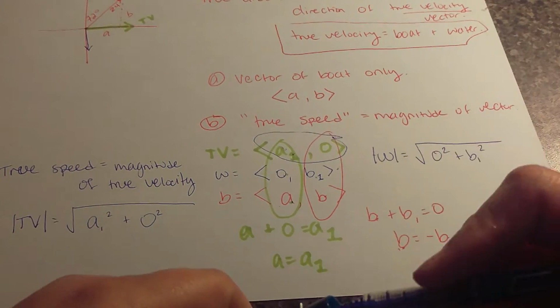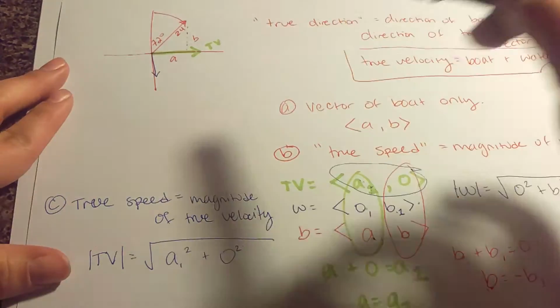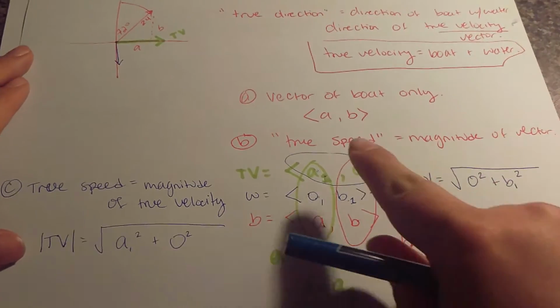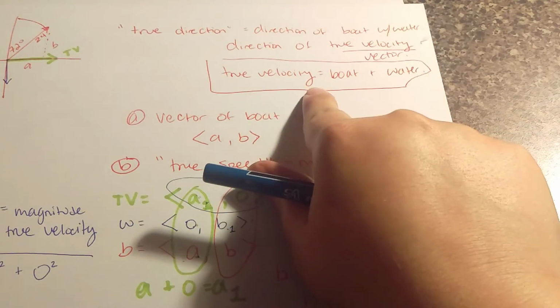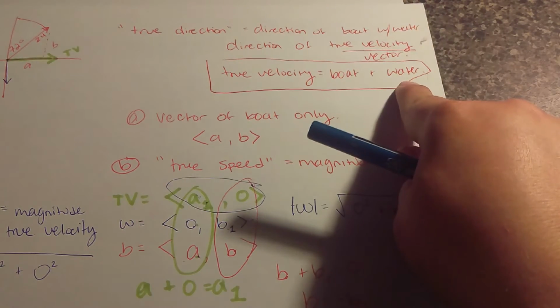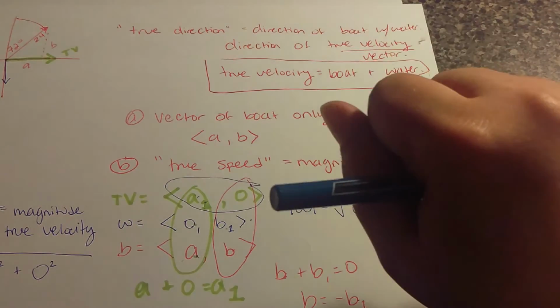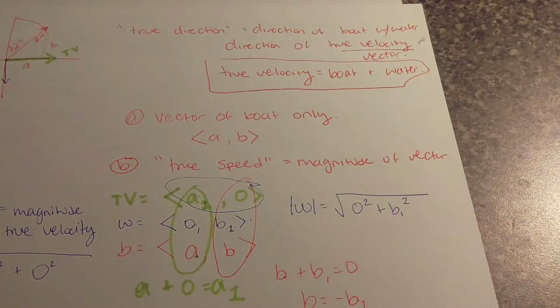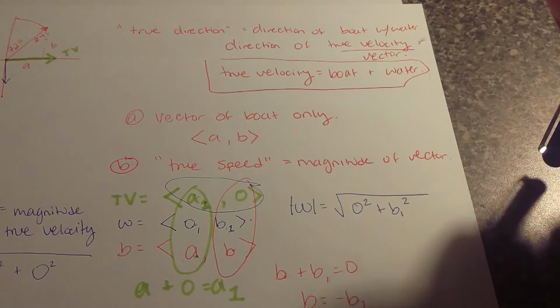So every single time, what I recommend is when you think you're stuck, when you think you don't have enough information, write down everything. And if you remember this one definition, or two definitions, I guess, true velocity is boat plus water, or plane plus air, or object plus force. True velocity is always that addition problem. You will always have everything you need. And I think that should help with number 4 as well.